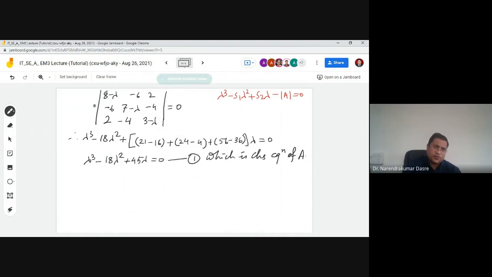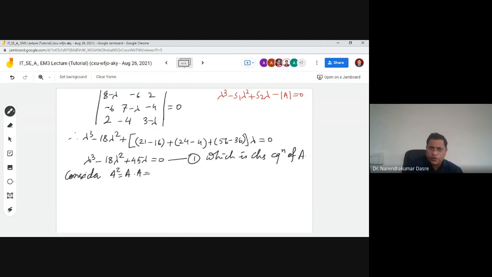So here one thing you need to understand: while solving the problems of the Cayley-Hamilton theorem, we don't need to calculate eigenvalues. We are just interested in the characteristic equation, and that we have got here. So we want to calculate A cube, and we have to calculate A square first. So let us consider A square. What will we have?